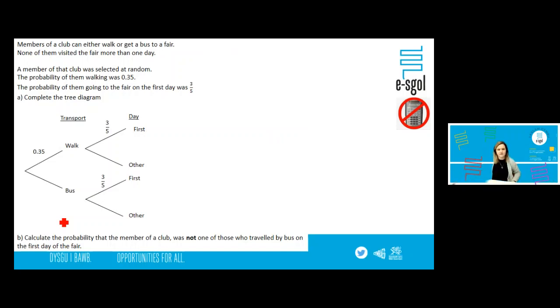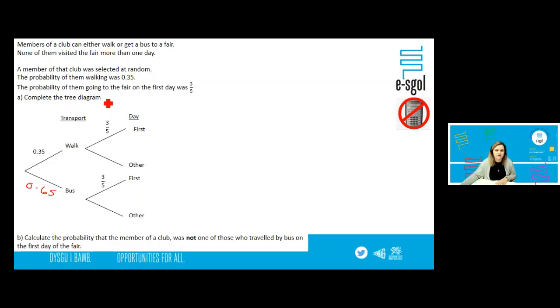Okay, so members of a club can either walk or get a bus to a fair. None of them visited the fair more than one day. A member of the club was selected at random and the probability of them walking was 0.35. So before I go any further, I'm going to fill in the bus. They need to add up to 1, so you should have 0.65 on that branch there. I'm going to go back up and carry on reading.